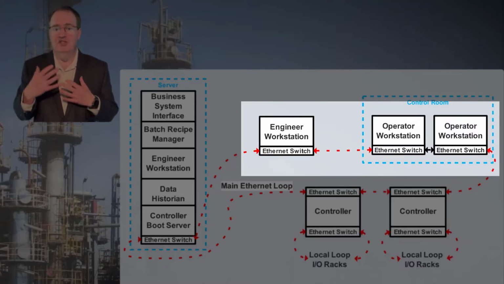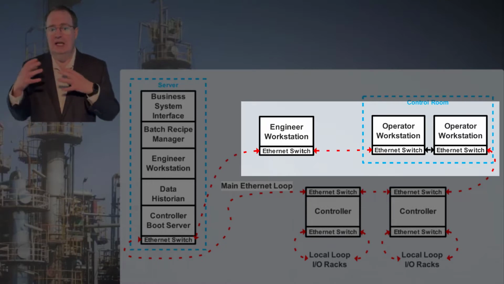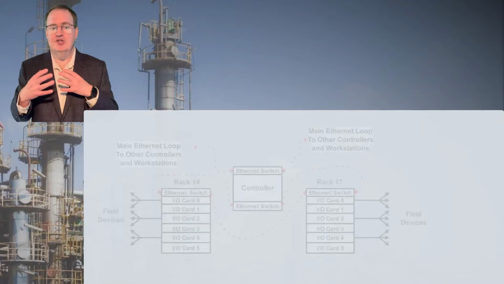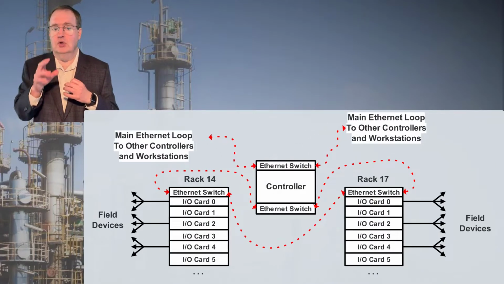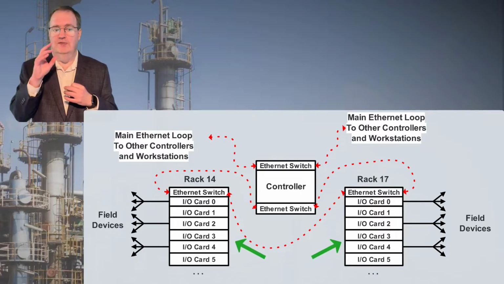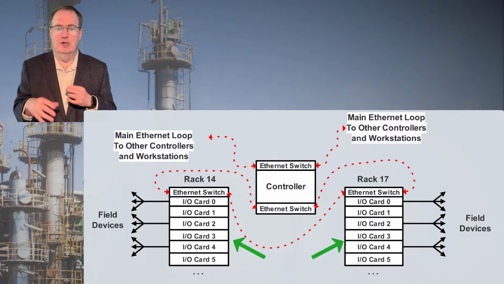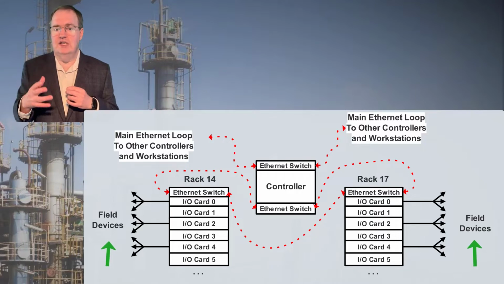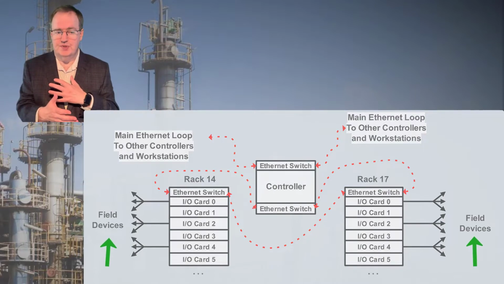There are operator and engineering stations, generally PCs running software on Windows, that allow operators to operate and engineers to configure. And there are servers to handle data storage, a batch recipe manager, and various system maintenance functions. Each controller, often on its own local Ethernet loop to manage traffic, talks to one or more racks full of input-output or I/O cards, and each card communicates with 4, 8, 16, or 32 devices like sensors, valves, and pumps.